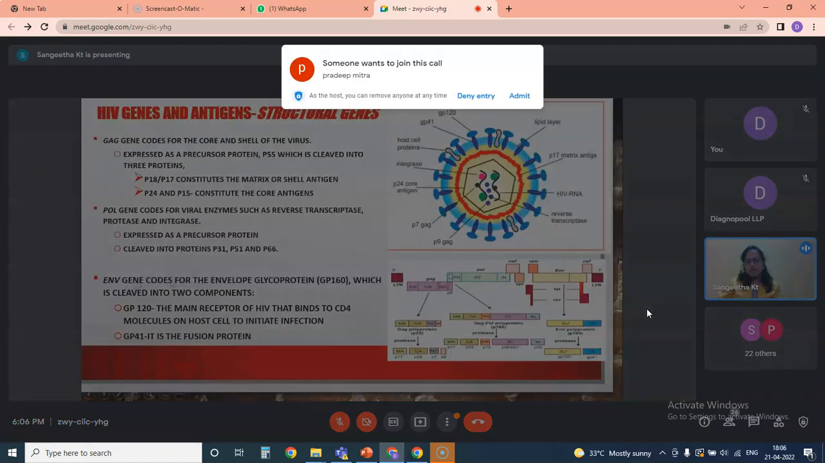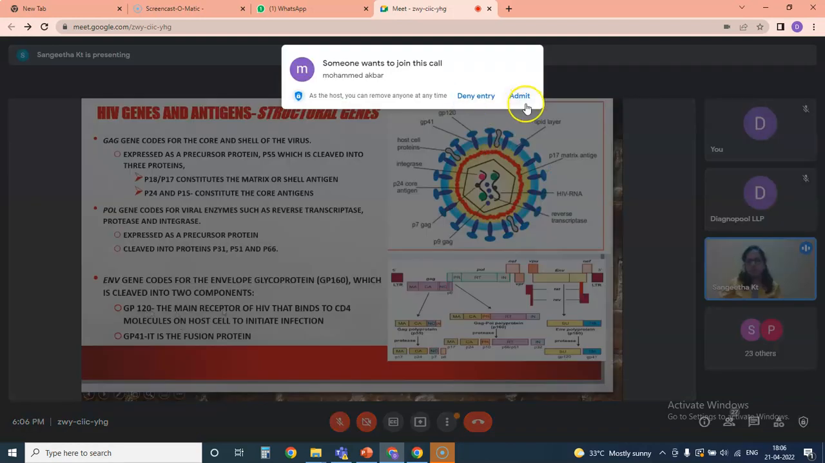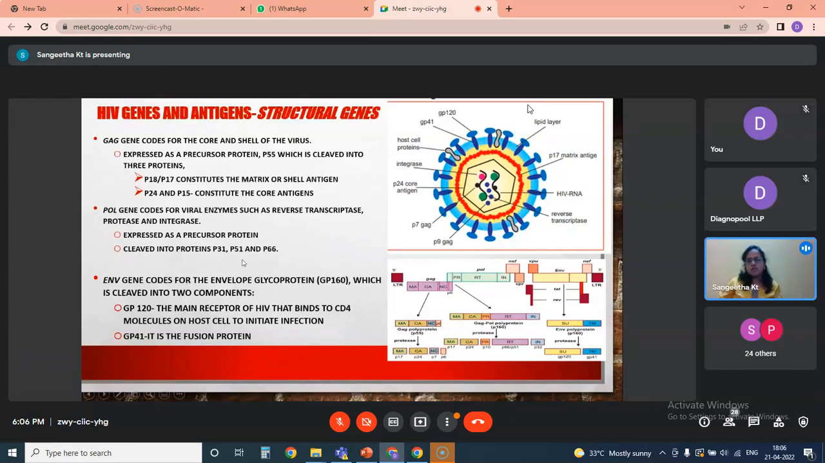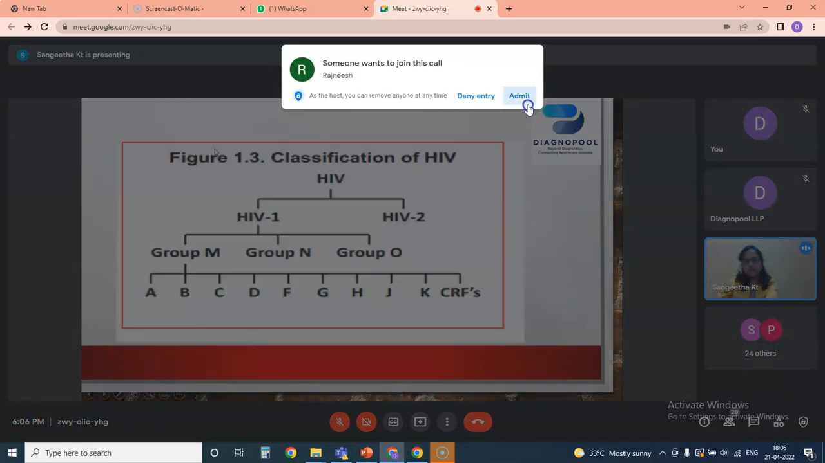Now coming to the envelope gene, it codes for the envelope glycoprotein, again expressed as a precursor protein, GP160, which breaks down into GP120, the knob-like structure I discussed that helps in binding the virus to the cell, and GP41, the fusion protein. So these are the three genes which form the structure of the HIV virus. Now there are other non-structural genes, like the tat gene, which enhances the expression of the HIV viral genes, the nef gene, and the regulatory genes vpr and vpx.